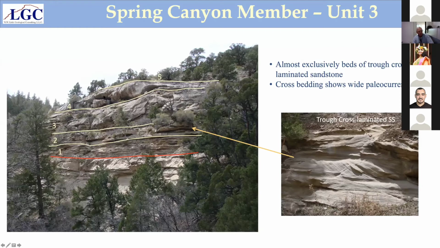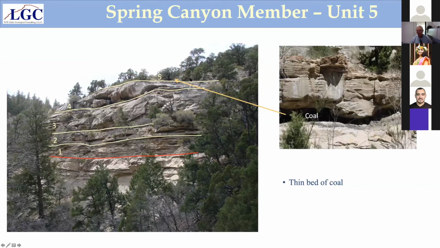If you can think of that last picture I just showed, this whole unit up here, number 4, consists of parallel laminated sandstone. And so we've crossed a boundary from lower flow regime into upper flow regime that's producing that sedimentary structure. And then finally, at the very top is coal. There's a very thin coal bed that runs all along the top of this ledge. And that's a regional coal bed. It goes for many kilometers in all directions from this location.